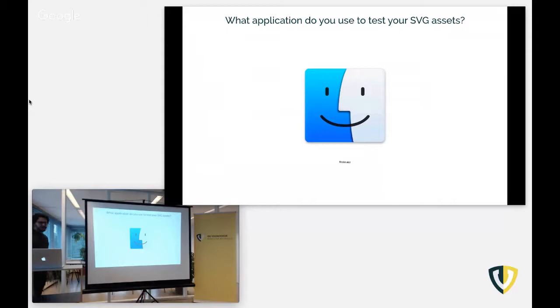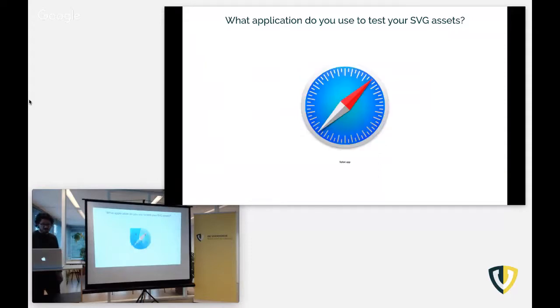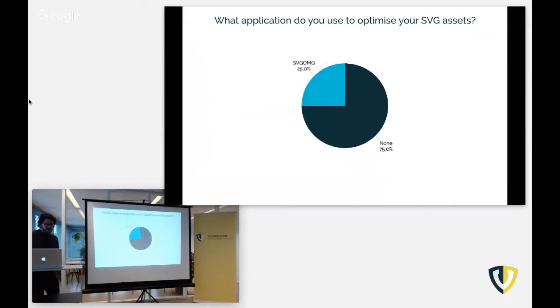I asked, what do you use to actually test your SVG assets in? And most of them said, well, I use the Finder. Just do a quick look, and if it looks fine there, it's fine by me. Or maybe I open it in Safari. Okay, another question. What application do you use to optimize your SVGs then? Well, most of them optimize. Why should they optimize? It's an image. I don't know. And for some reason, some of them also knew SVGOMG, which I think is quite a cool thing that they know about.